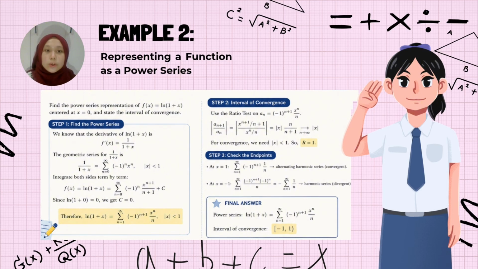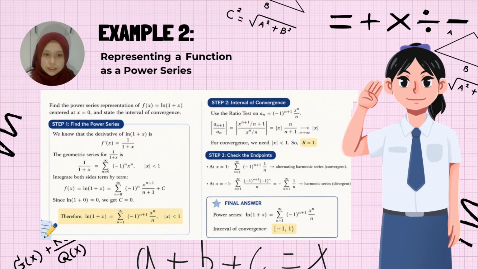Next, let's see how a function can be represented as a power series. In this example, our goal is to express the given function as an infinite series centered at a specific point, usually x equals 0, which is known as a Maclaurin series. We begin by using a known power series formula or manipulating an existing series to match the given function. After obtaining the general form of the power series, we determine its radius of convergence using the ratio test. Then, we check the endpoints individually to determine whether they should be included in the interval.